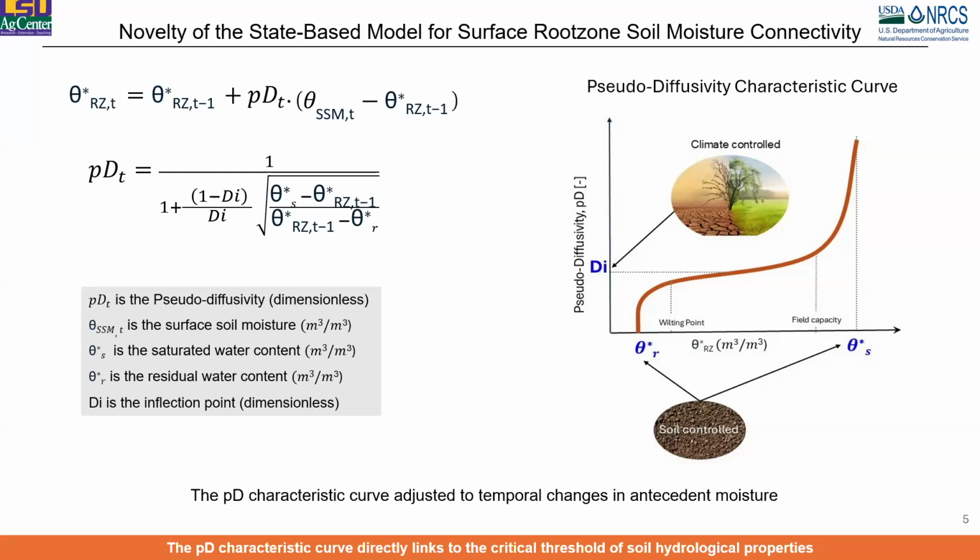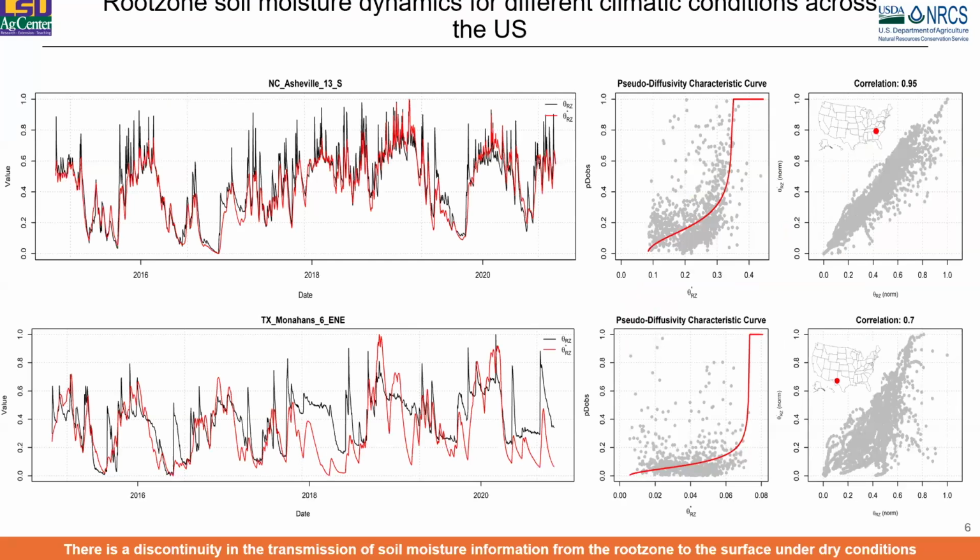And also you see from the figure, the relationship between the pseudo diffusivity and the root zone moisture dynamics that we estimated is what we now term the pseudo diffusivity characteristics curve. In this curve, you are able to identify some critical hydrological thresholds that were initially lacking in the existing model. And so this gives us a direct linkage that we can easily identify these critical thresholds that are very important for our plant water management.